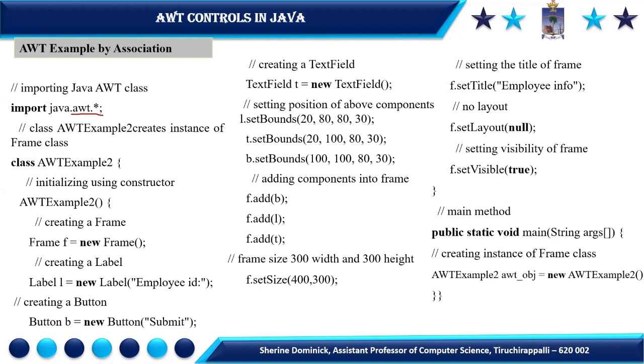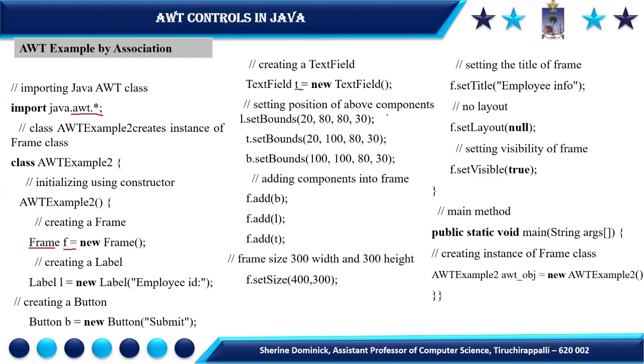Now, inside this, we are using the Frame class. For frame, we are creating an object f, the object that we are going to use to access the frame methods. Now, we are creating a label: Label l equal to new Label. The object that we are going to use is l. For the button, we are going to use the object b. Next, we are creating a text field. For the text field, we are going to give the object t.